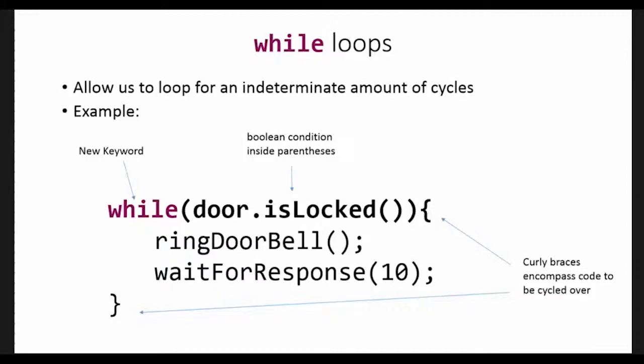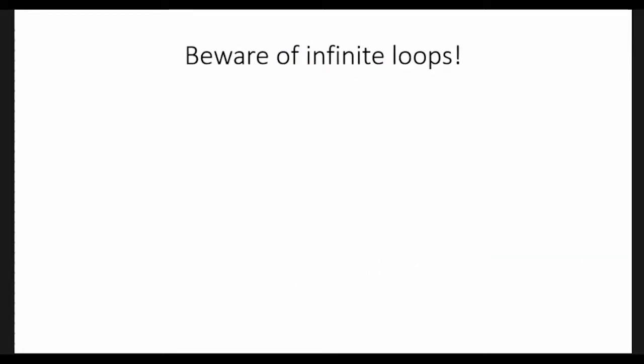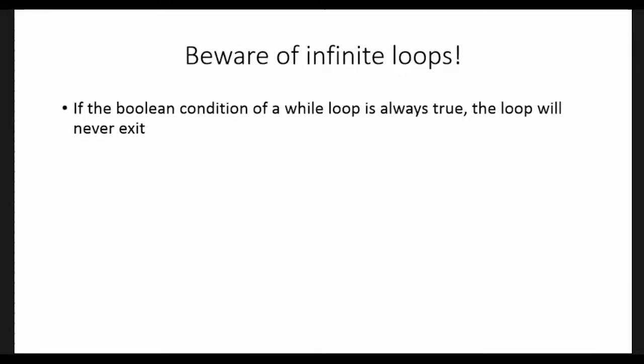But yeah, I taught you guys for loops first because it's much more common that you're going to be using for loops, but there are instances when you need to know how to do while loops. So that's the idea. But there's one problem when we get into while loops, and that is the dreaded infinite loop. So this is a situation where the Boolean condition of your while loop never becomes false.